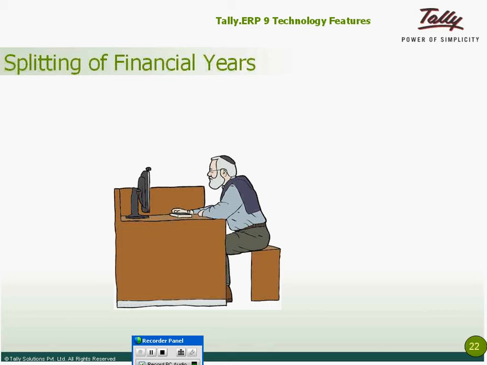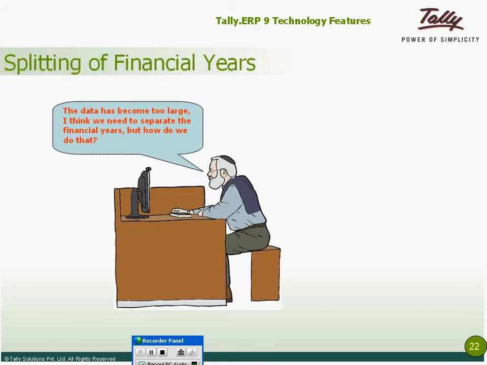And you start imagining that the data has become too large. I think we need to split the financial years. But how do we do that? The reason being, as soon as you open a new database, there is a worry that encircles you. That is, how do I migrate the data, the masters and their opening balances into the new financial year? With Tally.ERP 9, it is very easy.